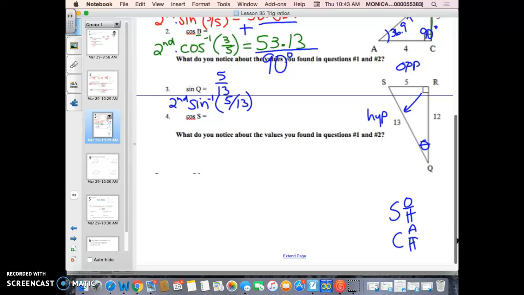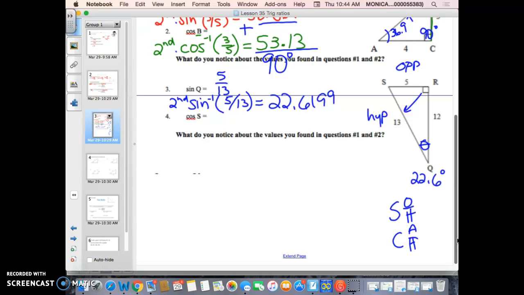5 divided by 13, close my parentheses, hit equal, and the value of that angle is 22.6199. So Q is 22, I'll just say 0.6 degrees.